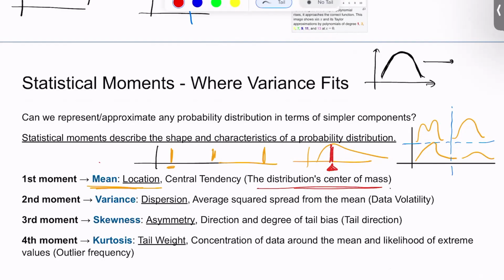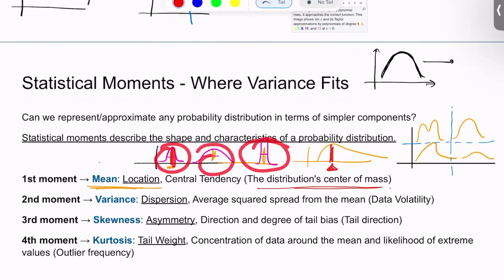Similarly, we can also have a distribution that can look something like this, or something like this, or something like this. So this notion of dispersion or spread is given by the term variance, that is the average squared spread from the mean. And we are always trying to have it around the mean, if we say so.